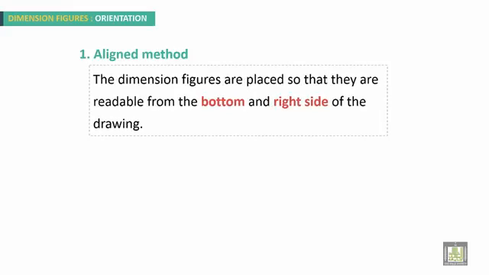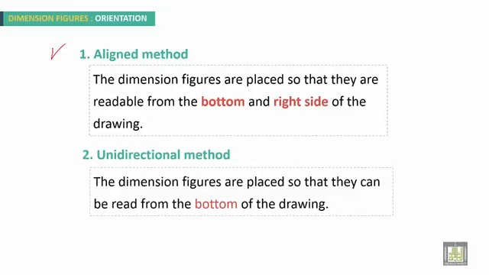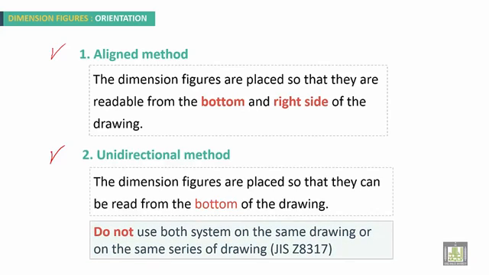Dimension figures orientation. The first method is called the aligned method. The dimension figures are placed so that they are readable from the bottom and right side of the drawing. The second method is called the unidirectional method. The dimension figures are placed so that they can be read from the bottom of the drawing. These two methods will be explained next. Do not use both systems on the same drawing or on the same series of drawings. This is from JIS normalization.